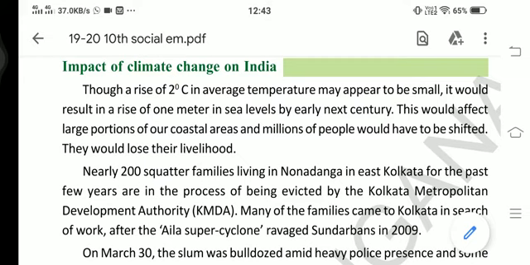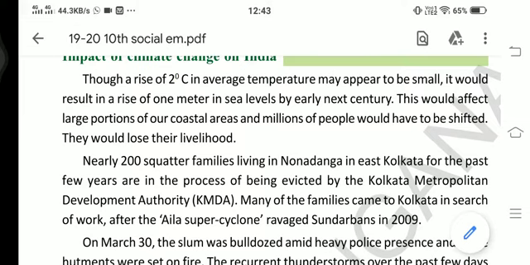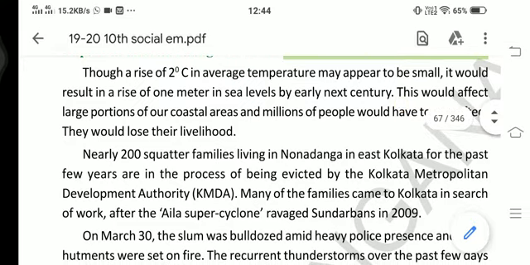What happens if sea level rises by 1 meter? It would affect a large portion of the coastal area where millions of people live with the livelihood of catching fish, right? India has a long coastline. Many islands are there, and many countries have coastlines. So the coastal regions near sea level will sink, that means submerge into the water. People living in the coastal area would lose their livelihood.